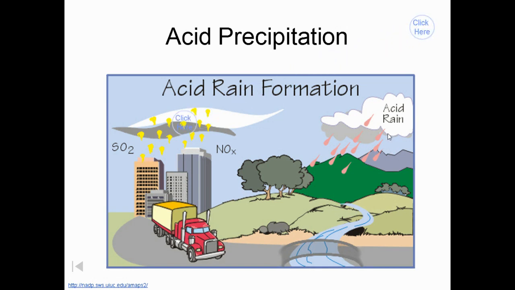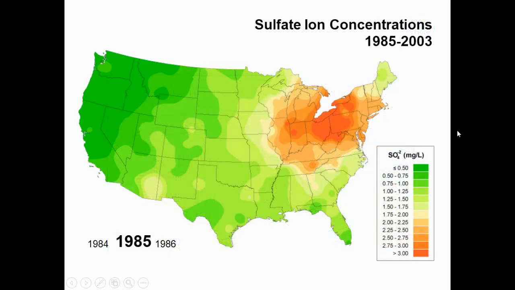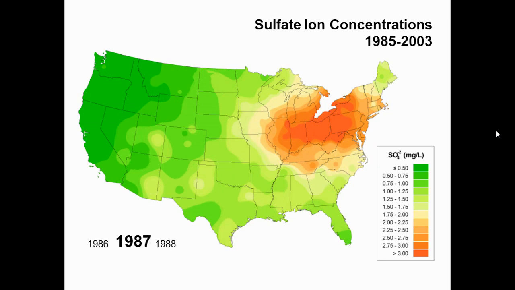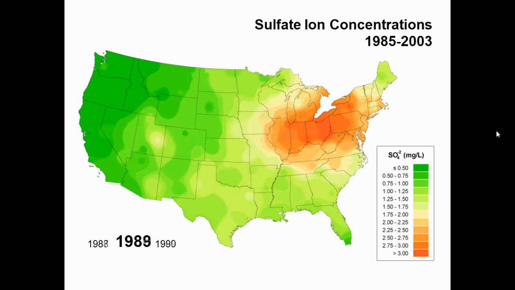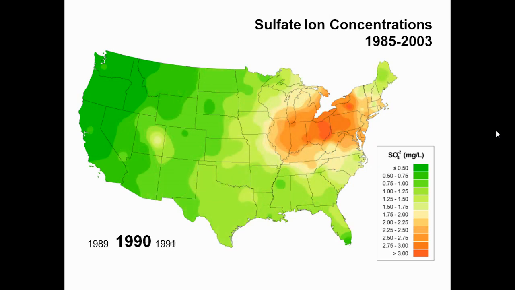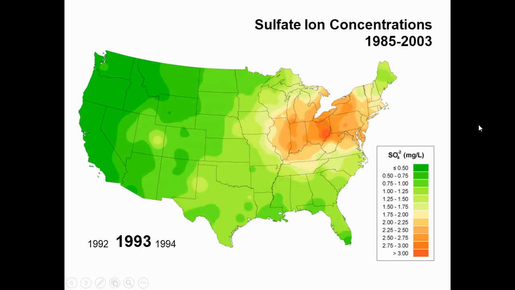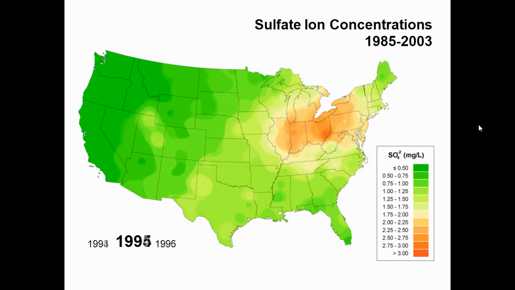So what we want to do is look at the U.S. and see if we can see any kind of pattern. Let's look first at sulfur dioxide gas and see how that affects things. We're looking at sulfate ion concentrations from 1984 through 2003. What you notice is the Rust Belt, this area on the East Coast, where we're thinking about steel production and so on. There's going to be quite a bit of acid rain there.